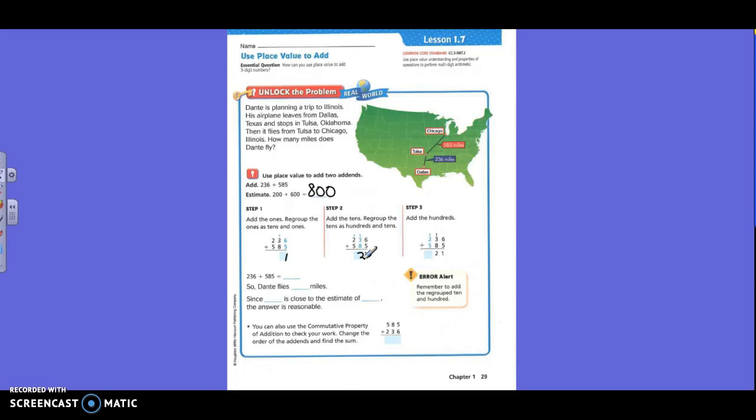You have to make sure you're looking at the whole numbers. Then you add the hundreds. 5 plus 2 plus 1. What is that? 8. So 236 plus 585 is what answer? 821.